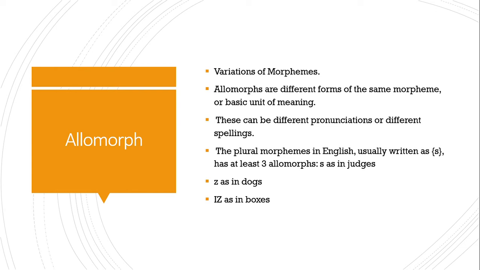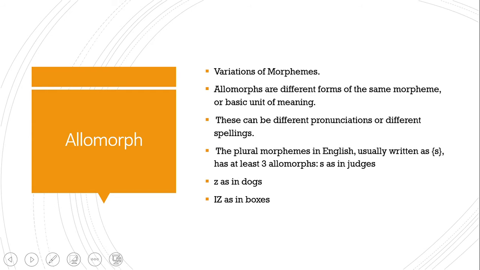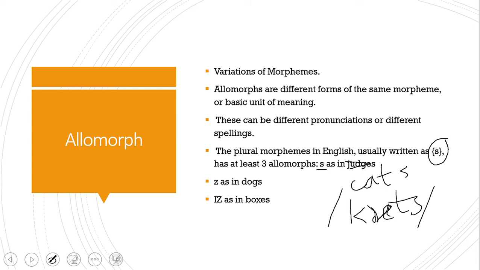For example, okay, I have made a mistake in this. Let me go back. Where's my pen? Here it is. First, if I say the morpheme s, you can pronounce it as s. For example, if I write cats, the transcription for this would be like this, so it will be pronounced as s.